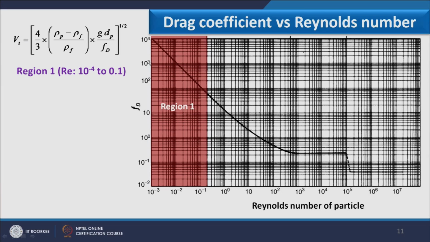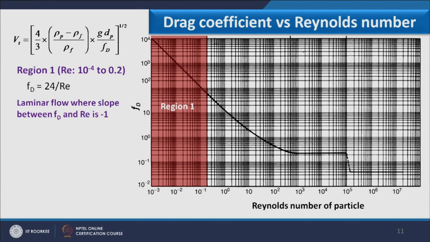Now, if you consider this region 1, here we have almost linear variation of Fd with respect to Reynolds number. So, in this region Fd can be defined as 24 by Re, and it is basically the laminar region where the slope between Fd and Re is minus 1. All these regions are predefined, and you can study about this in fluid dynamics in detail. In this graph between Fd and Re, in region 1 the slope is minus 1.